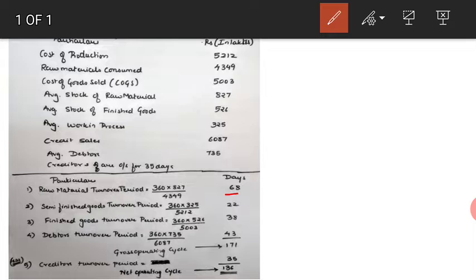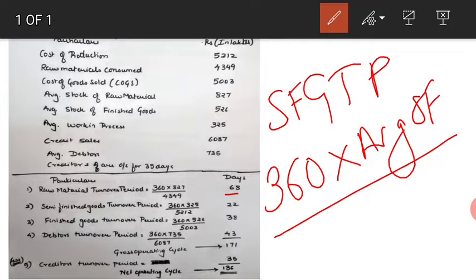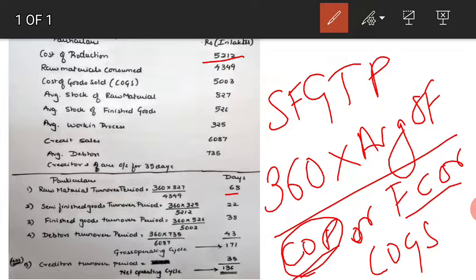Okay. Next is the semi-finished goods, also called as work in process. Please remember this. Work in process or semi-finished goods is one and the same. Semi-finished goods turnover period is calculated as 360 into average semi-finished goods divided by, it would be either cost of production, or you can take factory cost, or you can take the cost of goods sold if these two are not given. Okay, so in this particular problem, if you see, cost of production is given to us, so we can use cost of production for this particular problem.